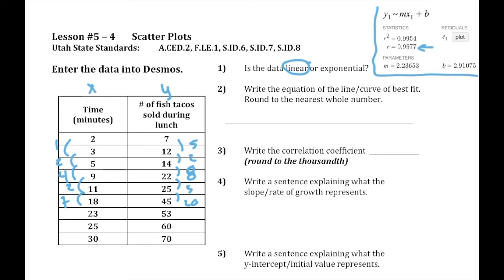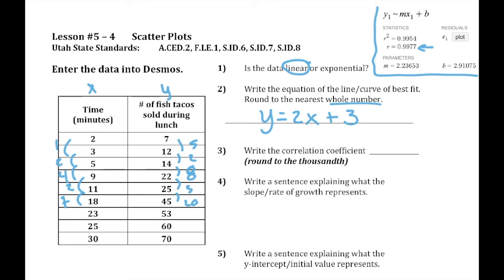Now we're going to be rounding to the nearest whole number for everything. So we're going to write our equation, y equals, and then our slope, m, is 2.2, so 2 times x, plus our b is 2.9, which rounds to 3.